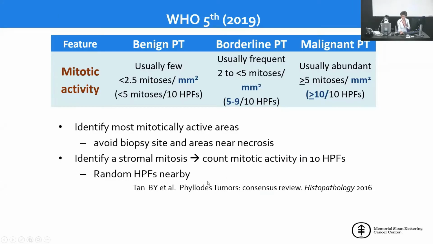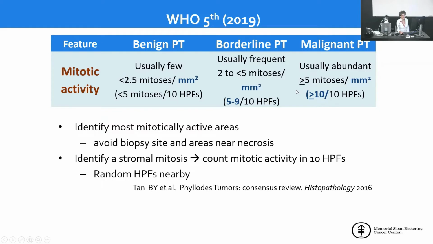Mitotic activity, as alluded to yesterday for invasive carcinoma, is much more reproducible in a way, because we can count the number of mitoses. In benign phyllodes tumor, they're usually few, meaning less than 5 in 10 high power fields, or if you use square millimeters, as is recommended, we all switch to reporting mitotic activity per square millimeter, getting ready for the future of digital pathology. Then you're supposed to have less than 2.5 mitoses per square millimeter.